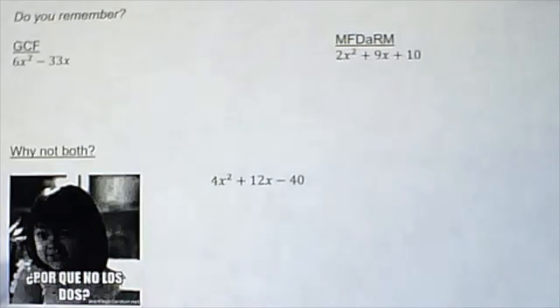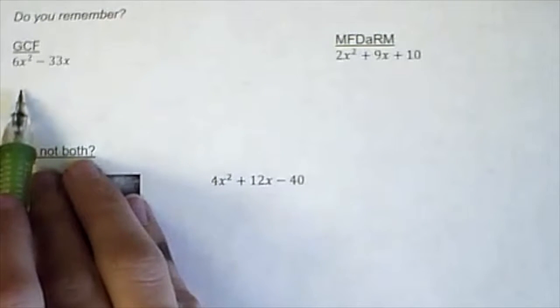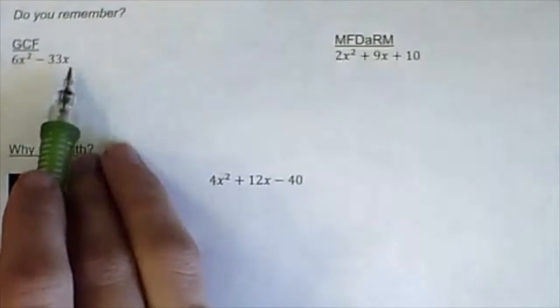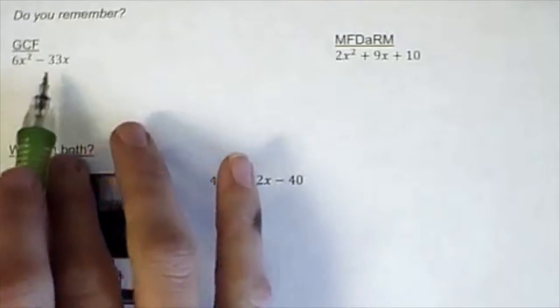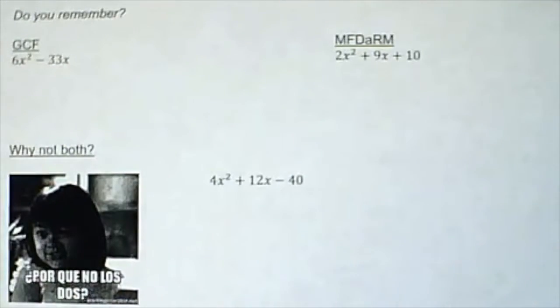So before I do that, I want to review with you how to do GCF by itself, then how to do my father drives red Mustang by itself, and then we're going to put the two together. So starting with greatest common factor. I can see the two terms 6x squared and 33x. If I can look at it and see what the greatest common factor is, that's wonderful.